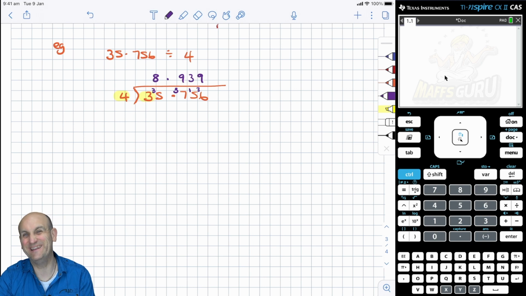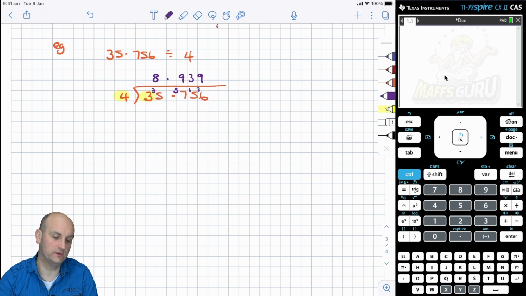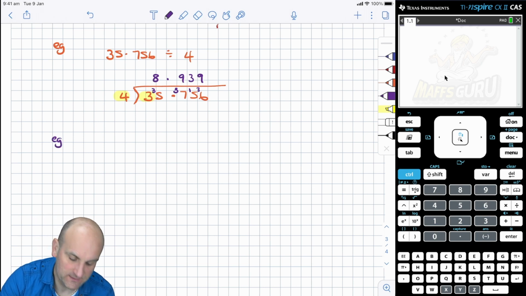So that's like adding the decimals, isn't it? Yes? And I say it's easy so long as you know your times tables and you know how to do this short division. The next example is a bit trickier.